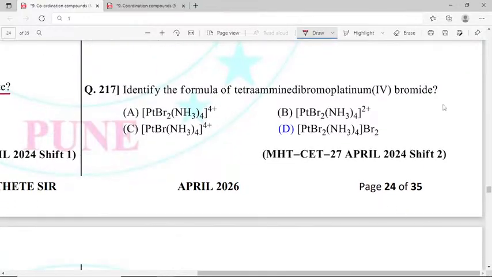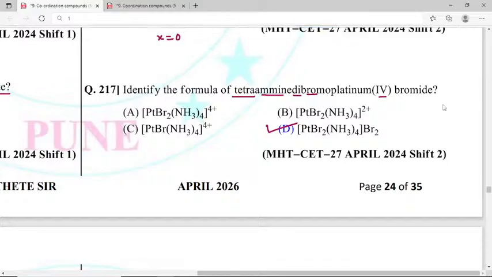Identify the formula of the tetra. Tetra stands for 4. Amine, di, bromo, dibromo, platinum bromide. So this is your answer. Tetraamine dibromo. Di stands for 2. Tetra stands for 4. Platinum, oxidation state of platinum +4. And outside the bracket it is written as bromide. So it should be written as bromide, no? Only here written as bromine. So option number D is correct.